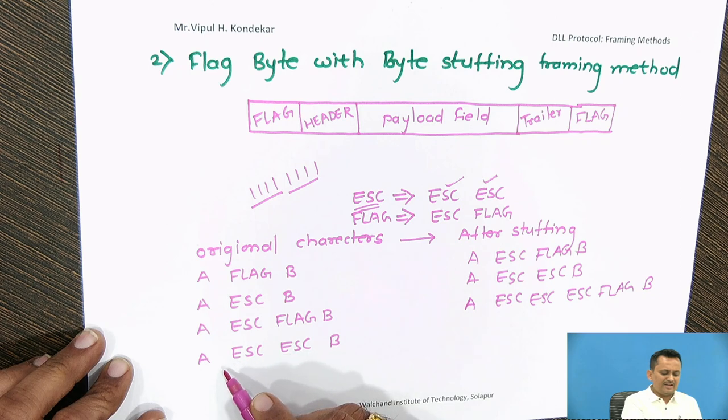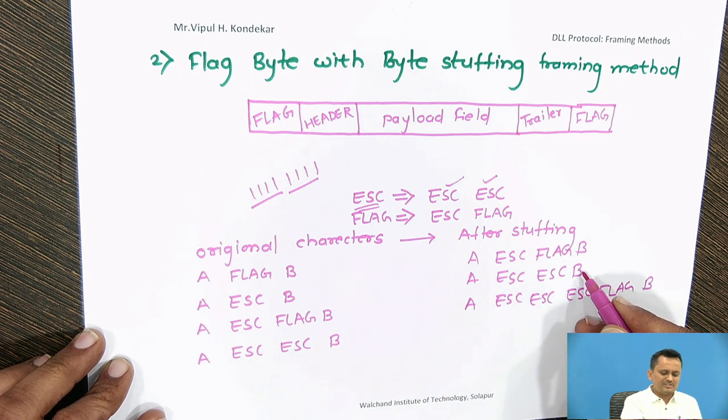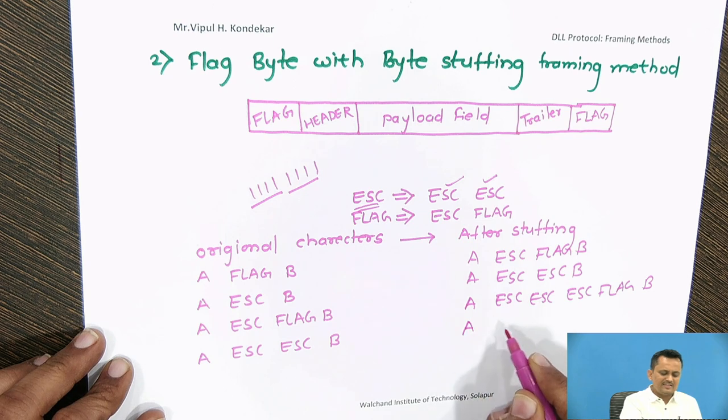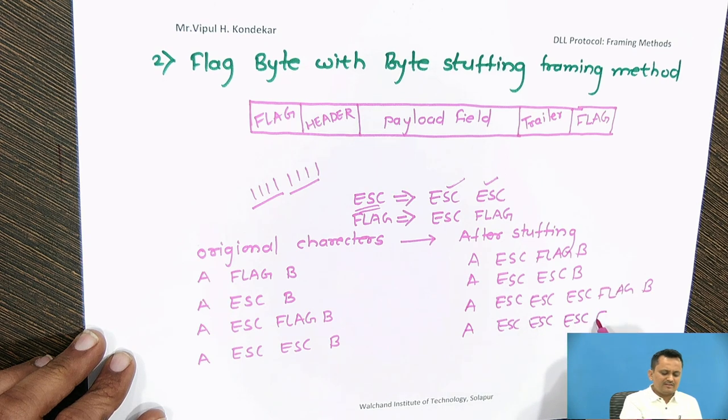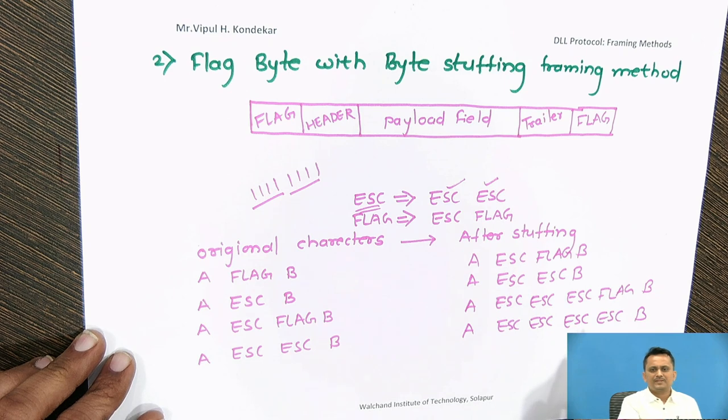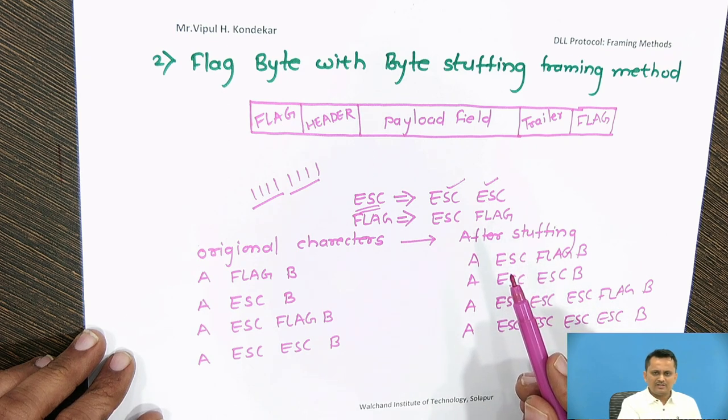On the same lines, if the data has the combination A, escape, escape, what actually gets sent is A, escape character, again escape character to nullify this effect, and then again escape character and B. So this is how the stuffing of the escape character is done in the payload field, so that the receiver should not have any confusion whether the payload field is a flag byte or an escape byte. So this is the second method of framing, called flag byte with byte stuffing.